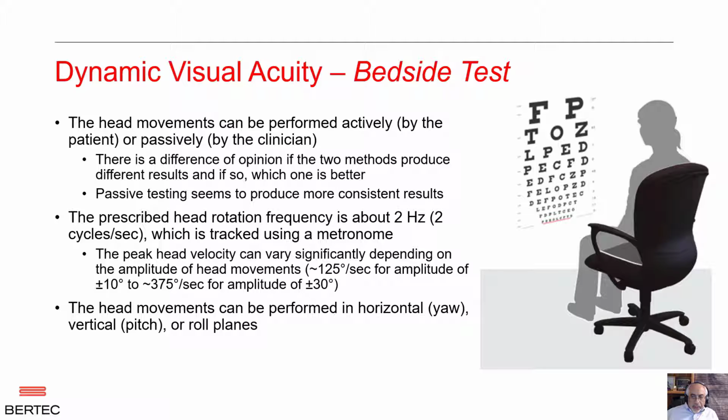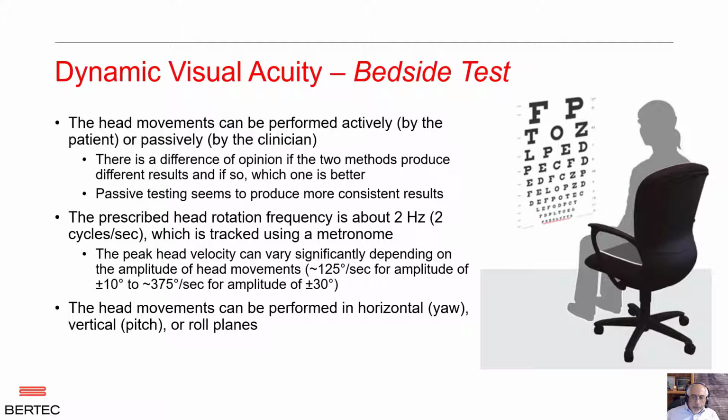For the DVA test, head movements can be performed actively, meaning by the patient, or passively, meaning by the clinician. There's a difference of opinion if the two methods produce different results, and if so, which one is better. Passive testing seems to produce more repeatable results, and that's my preference. But others seem to prefer the active head movements.